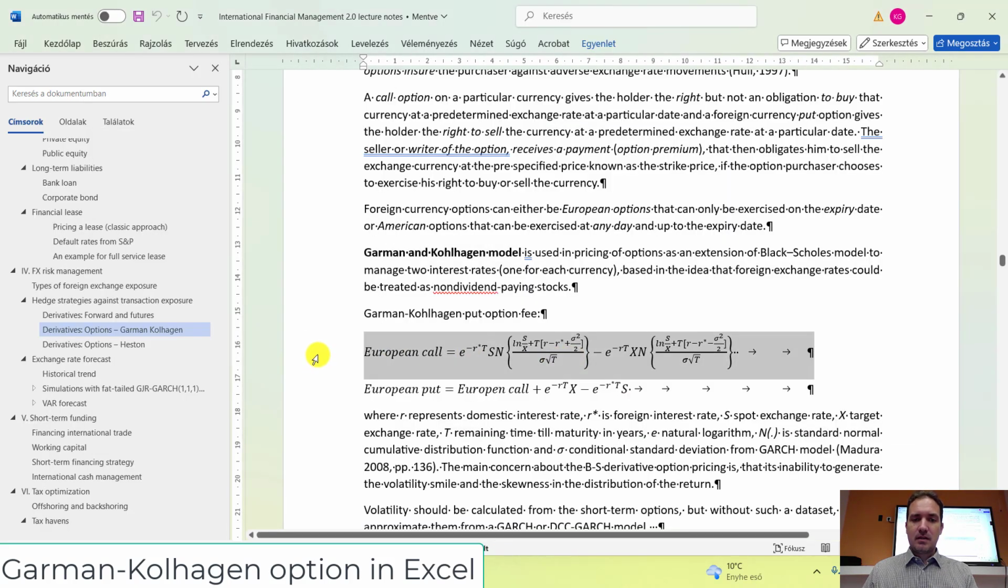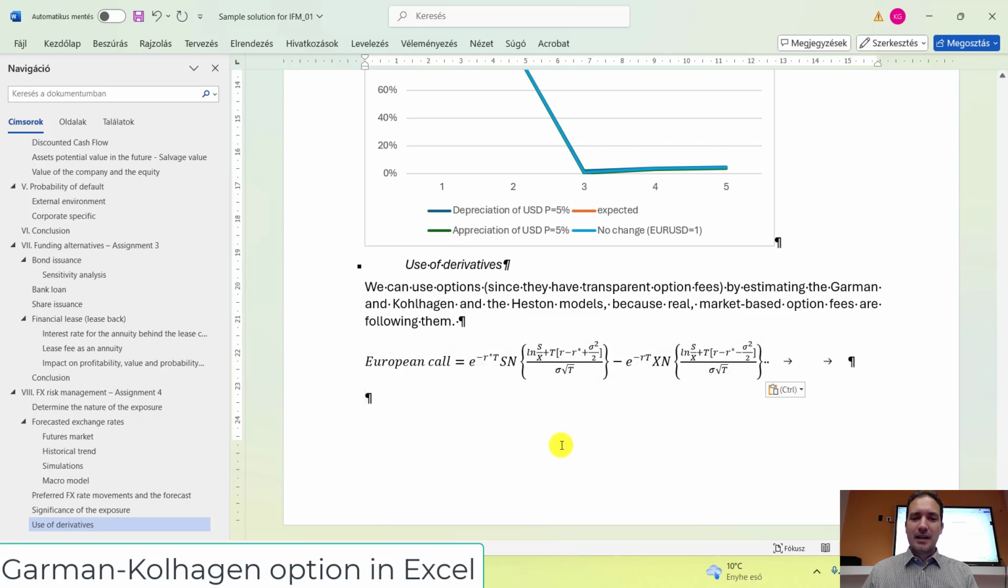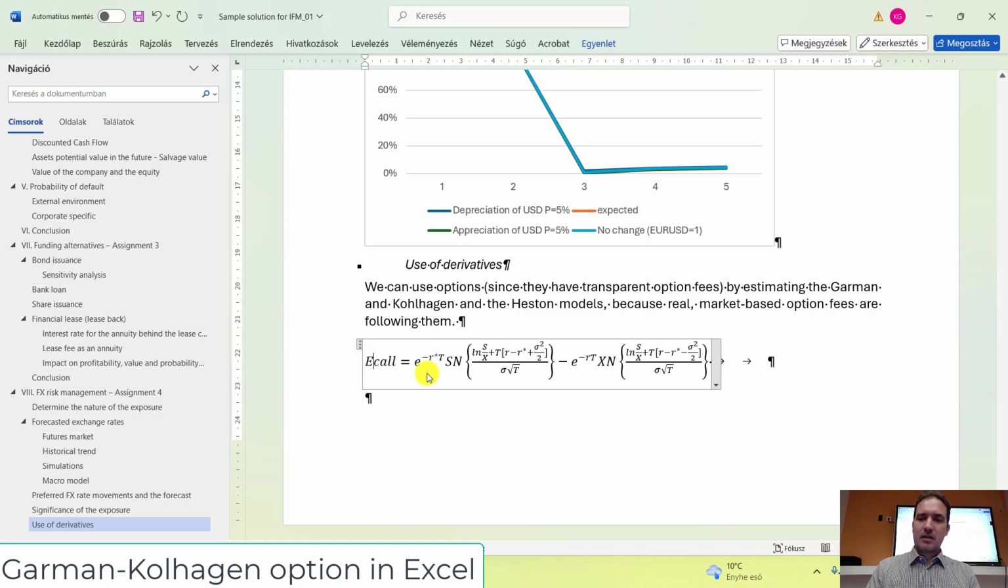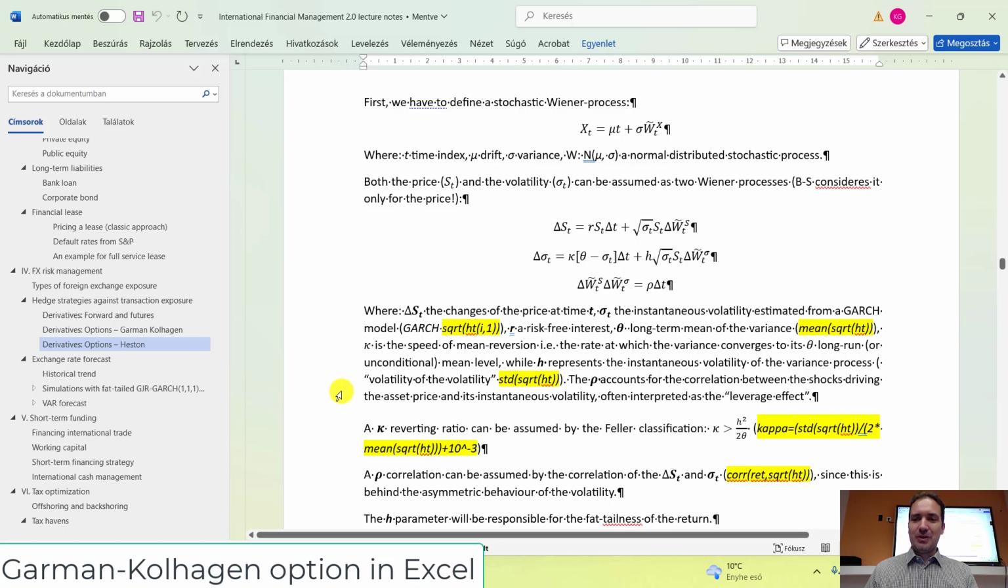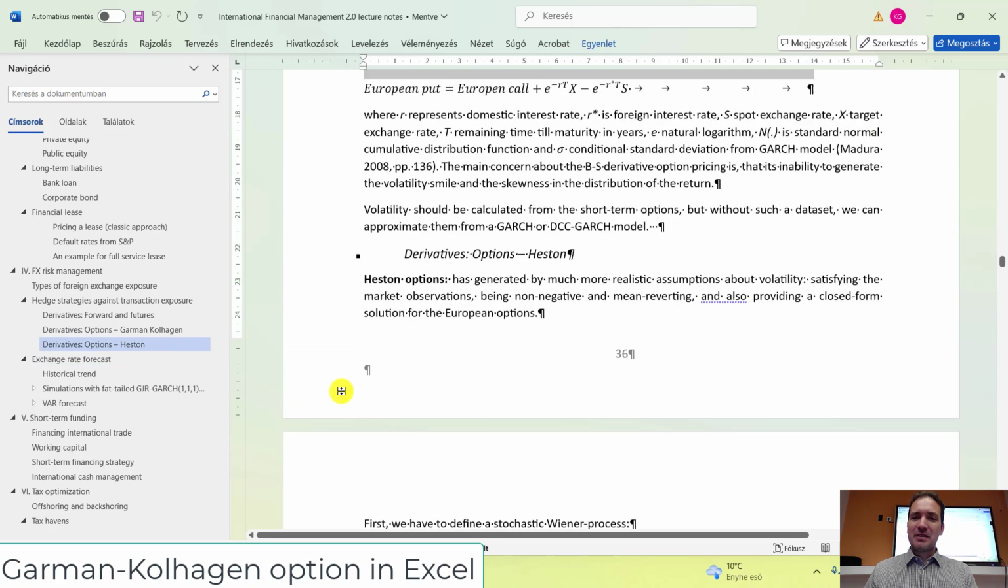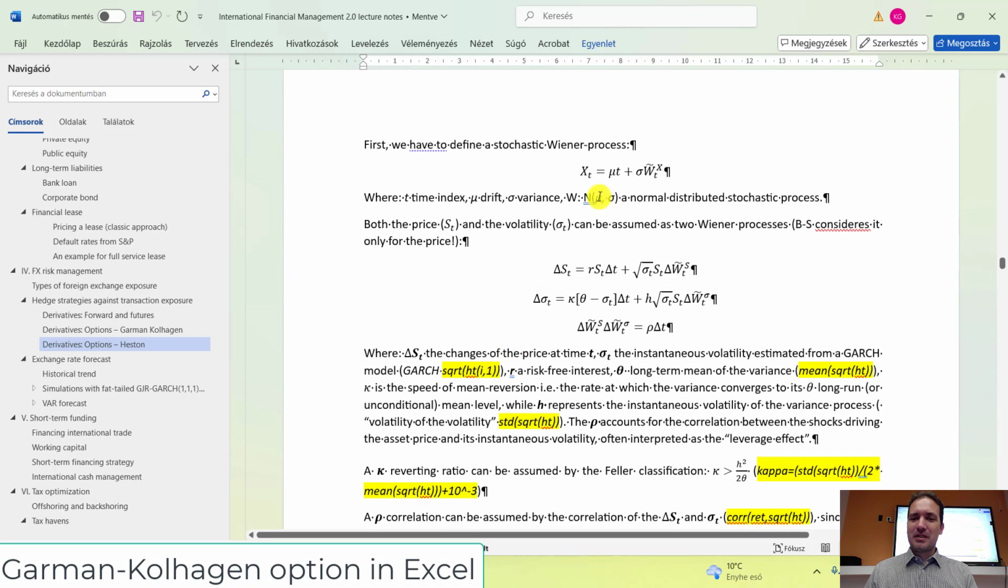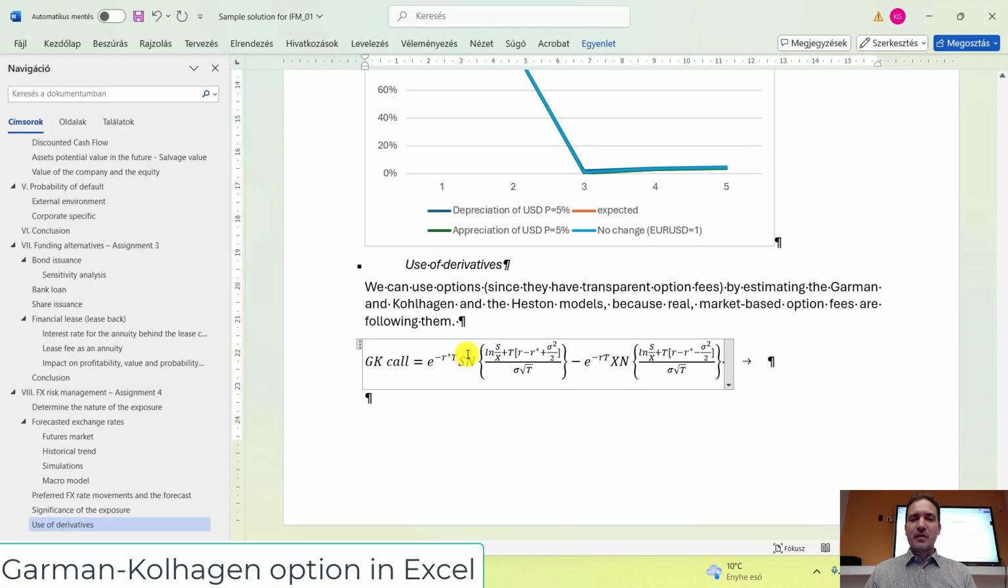Let's add a nice equation. So this is for the Garman-Kohlhagen call, and the other one, the Heston, we don't have a proper equation for that because only the processes are described. And then, in case of Garman-Kohlhagen, we can even type it into an Excel sheet. So we could do it. The question is, do we want to do it?